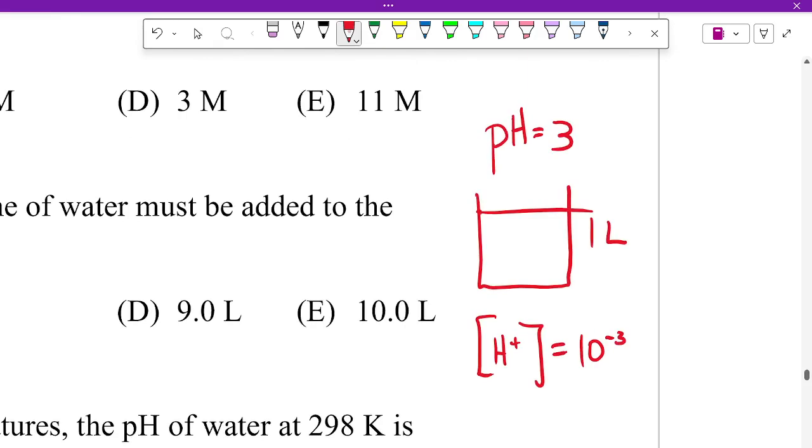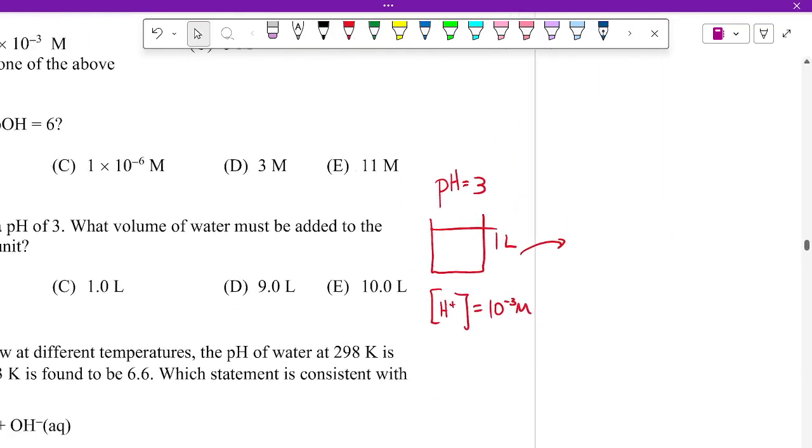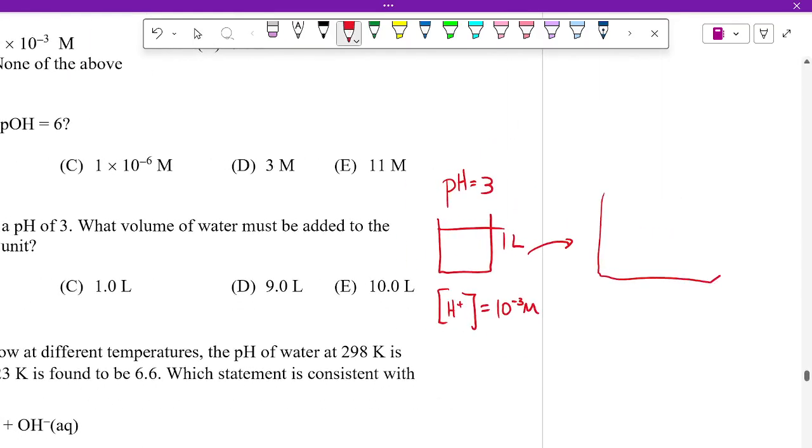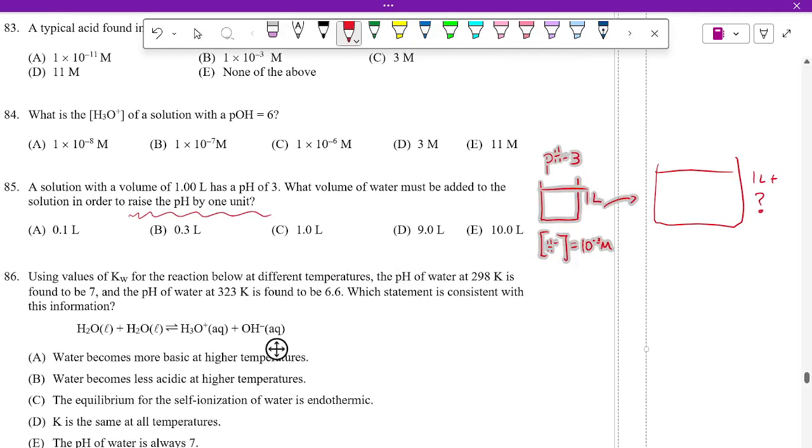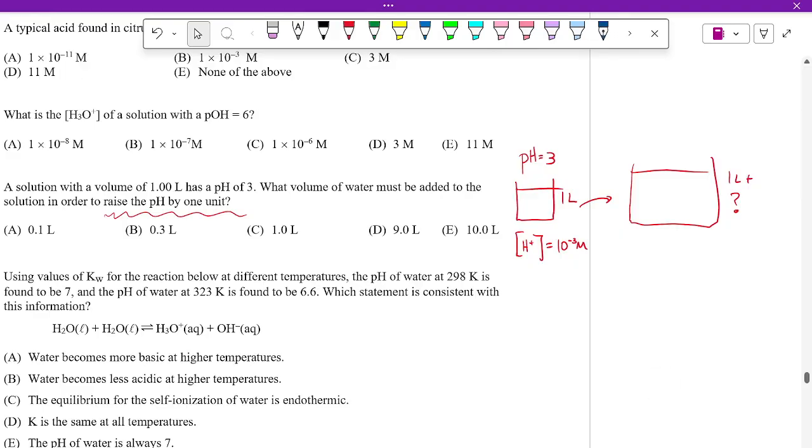Yeah, 10 to the negative 3 molar. Now we want to add some water. Okay, we don't know how much. 1 liter plus some amount. And we want that to give us a pH. We want it to raise the pH by 1 unit. What will our new pH be if we raise it by 1 unit?